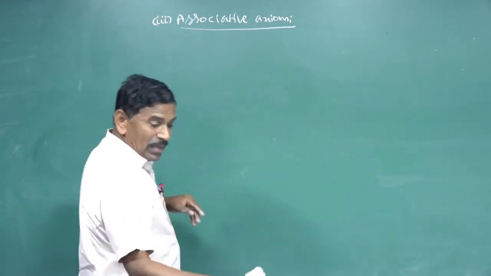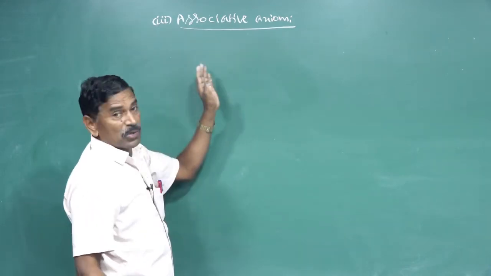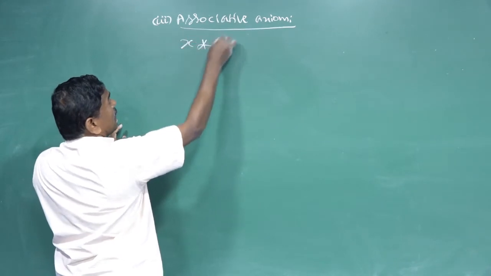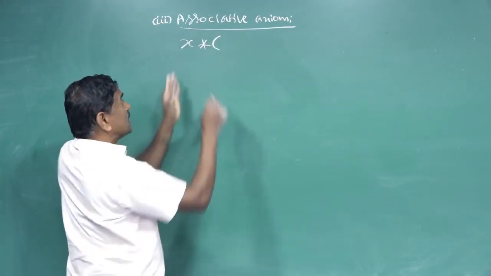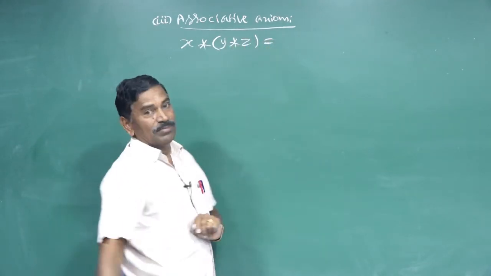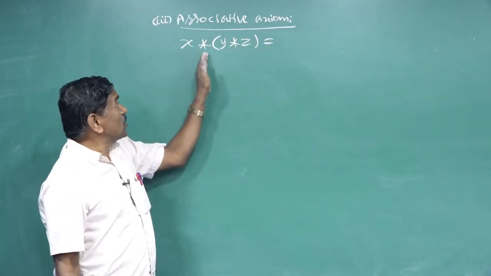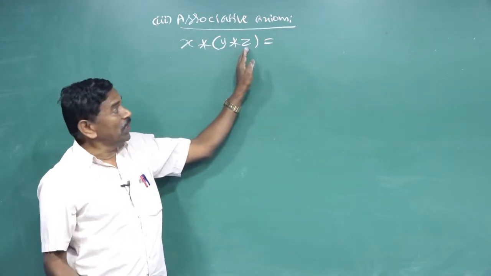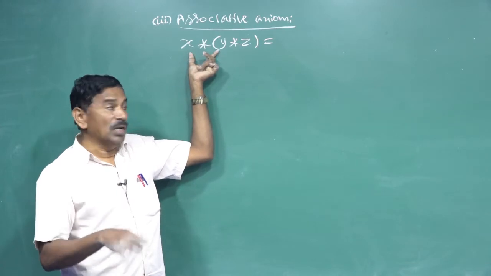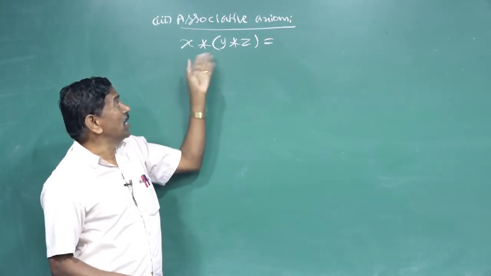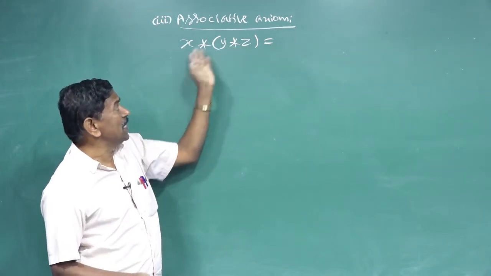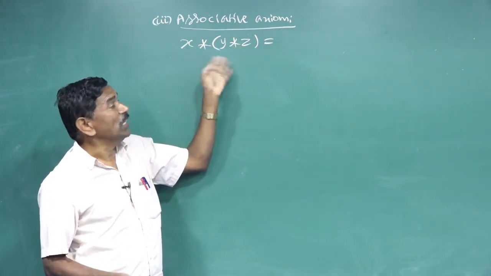I am taking the LHS of the question, that is the LHS of the associative. So the associative axiom is given by X star Y star Z is equal to... I want to prove it. The LHS of the associative is equation number 1. Then the RHS of the associative, changing the bracket, is equation number 2.